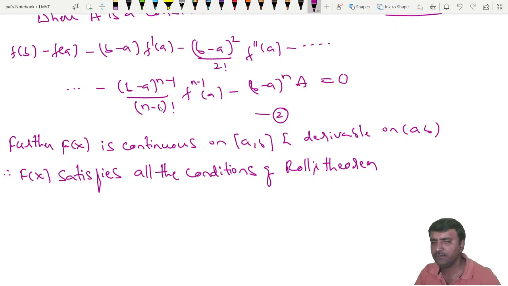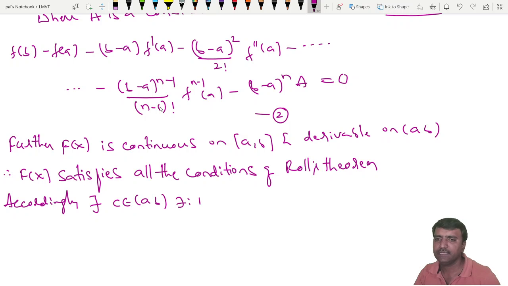So therefore, accordingly, there exists C belongs to (a, b) such that f dash of C is equal to 0. Now we need to find f dash of C, so first find f dash of x. To find f dash of x, you differentiate.